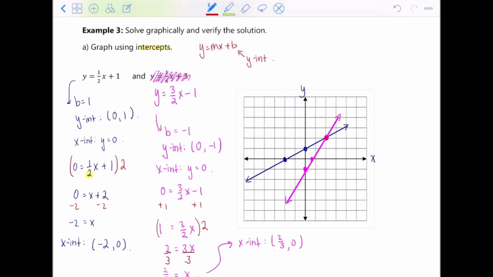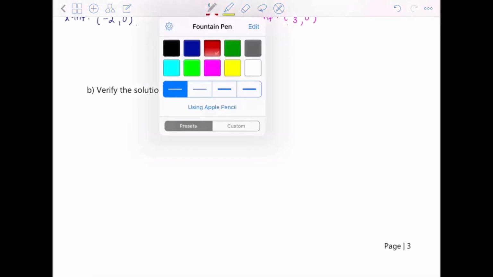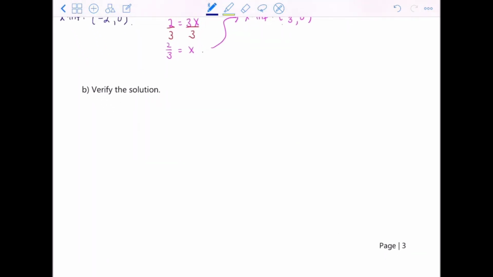Notice that this is our intersection. The coordinate is (2, 2). So the solution set is (2, 2). Now it's time to verify if (2, 2) is actually the solution. Let's take a look at part B here. We're going to follow the same steps as the previous example, verifying if this point (2, 2) is indeed a solution to the linear equations.